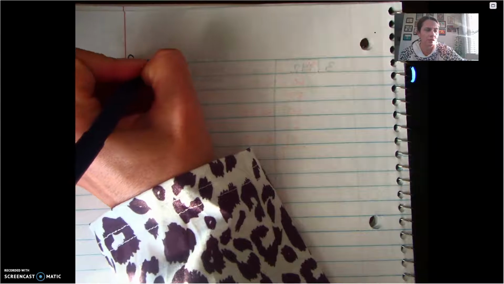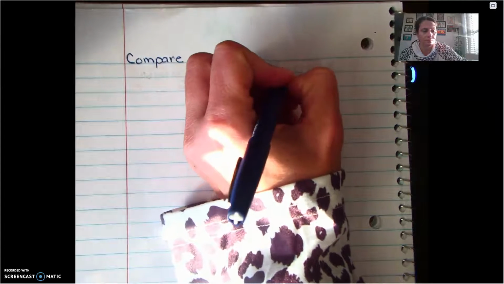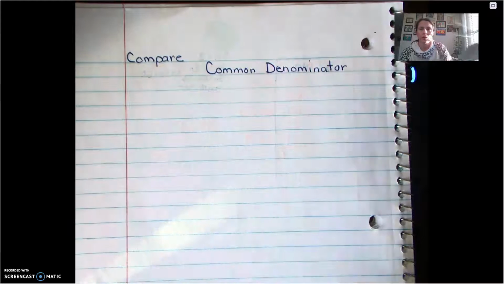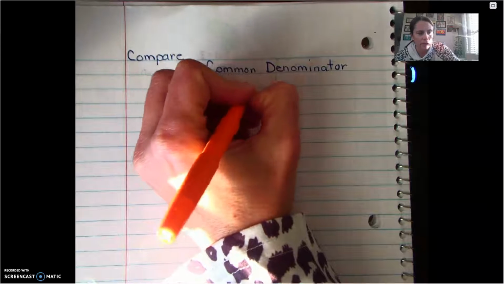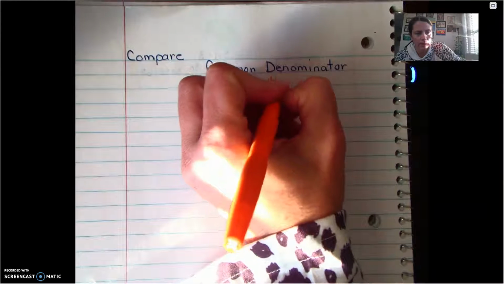Alright, so today we're going to learn the second way to compare fractions. So we're still comparing fractions to see which one's bigger, smaller, or equal, but this time we're going to look at something called common denominator. Okay, so common denominator. And what that means is common is going to be same, and the denominator is the bottom number.